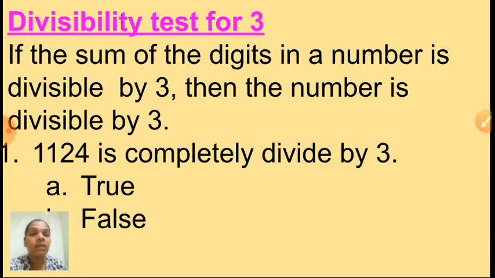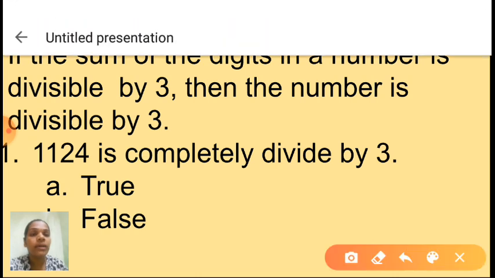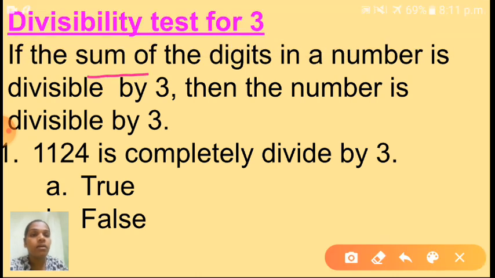So now I will revise the divisibility test for 3. If the sum of the digits in a number is divisible by 3, then the number is divisible by 3. That means you have to add the given digits. Here I have given a true or false question.